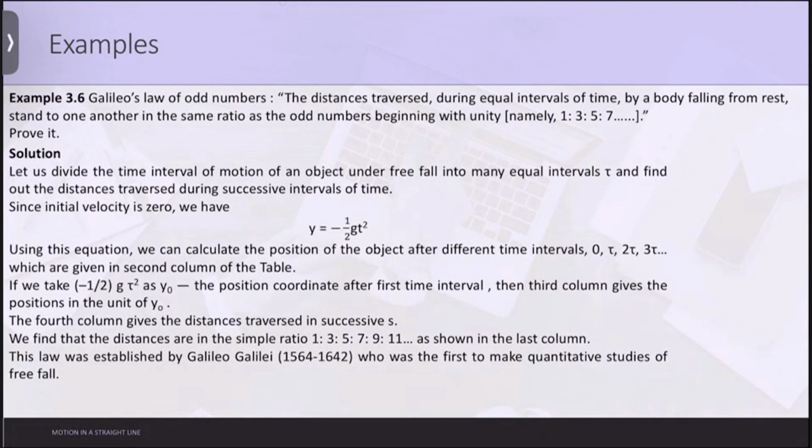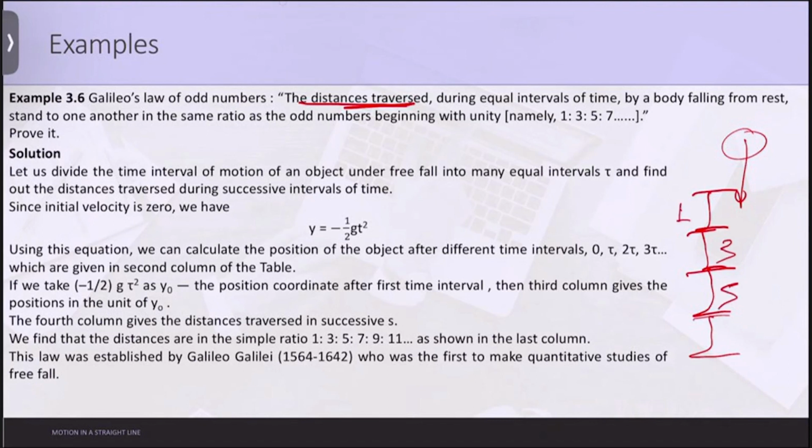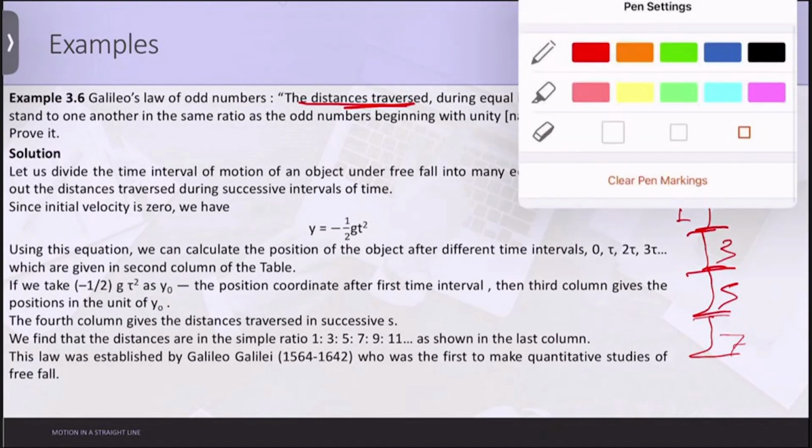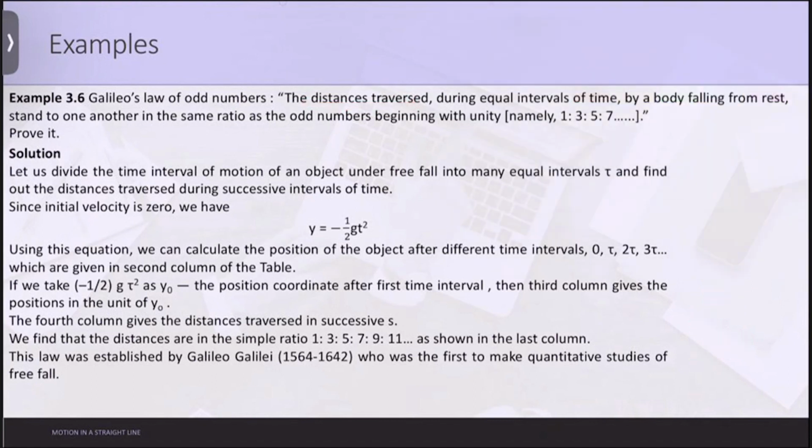What does it say? When we try to find the distance traversed under a free fall, the body falling from rest covers distances in the same ratio as the odd numbers beginning with unity. So for the same time interval, the displacements are in the ratio 1, 3, 5, 7. Now let us try to find this value, let us try to prove it.